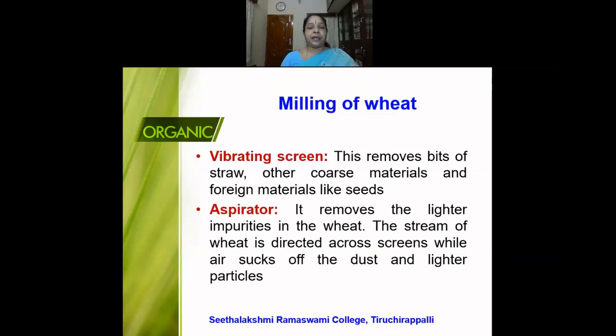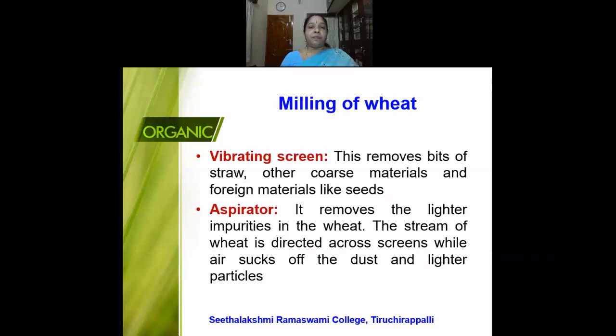In the aspirator, the lighter impurities present along with the wheat grains are removed. What are the lighter impurities? Whichever particles are lighter in weight than the wheat. They can be straw particles, bits of dry leaves, or dust particles that come along with the wheat. A steady flow of wheat is directed across the screens, while air sucks off the dust and the lighter particles.